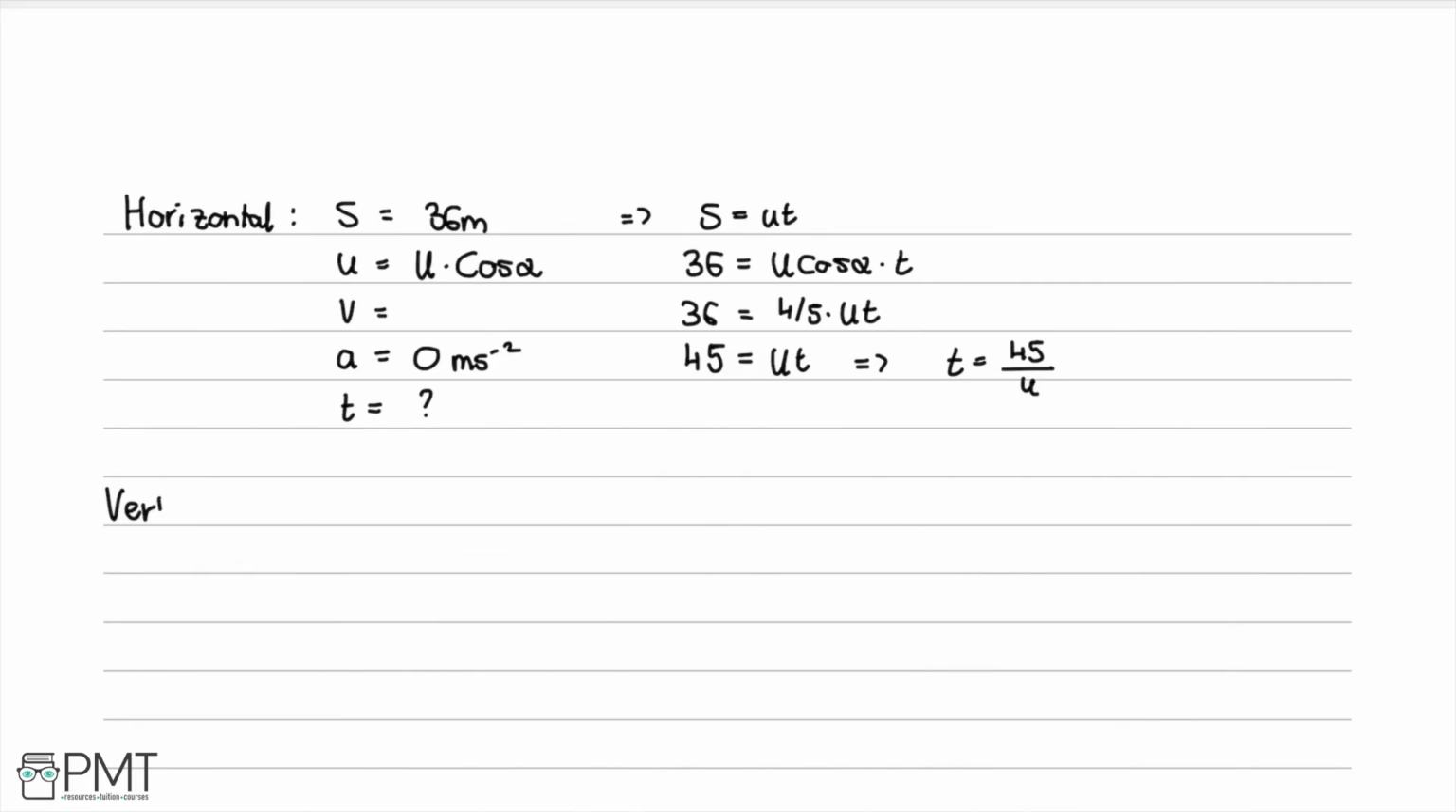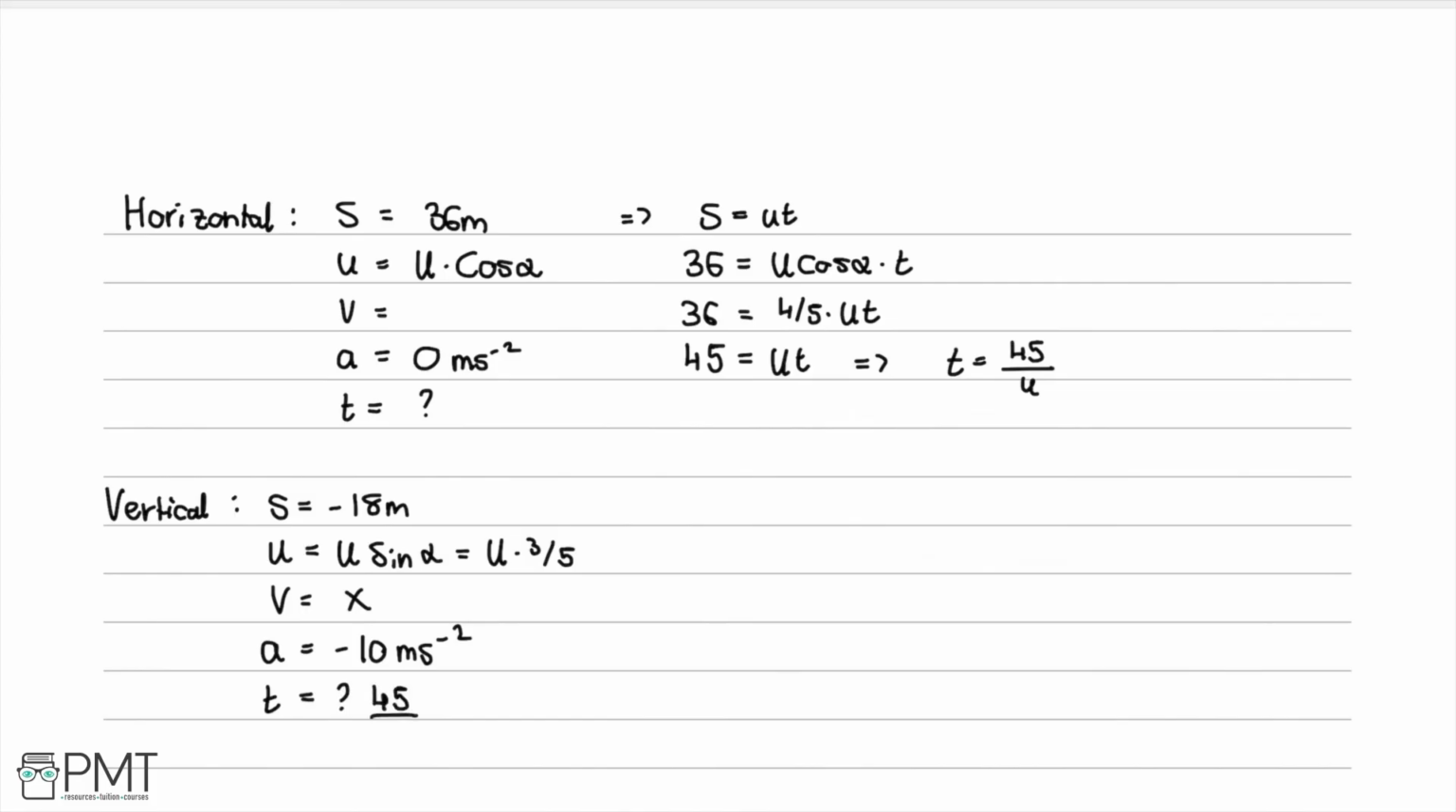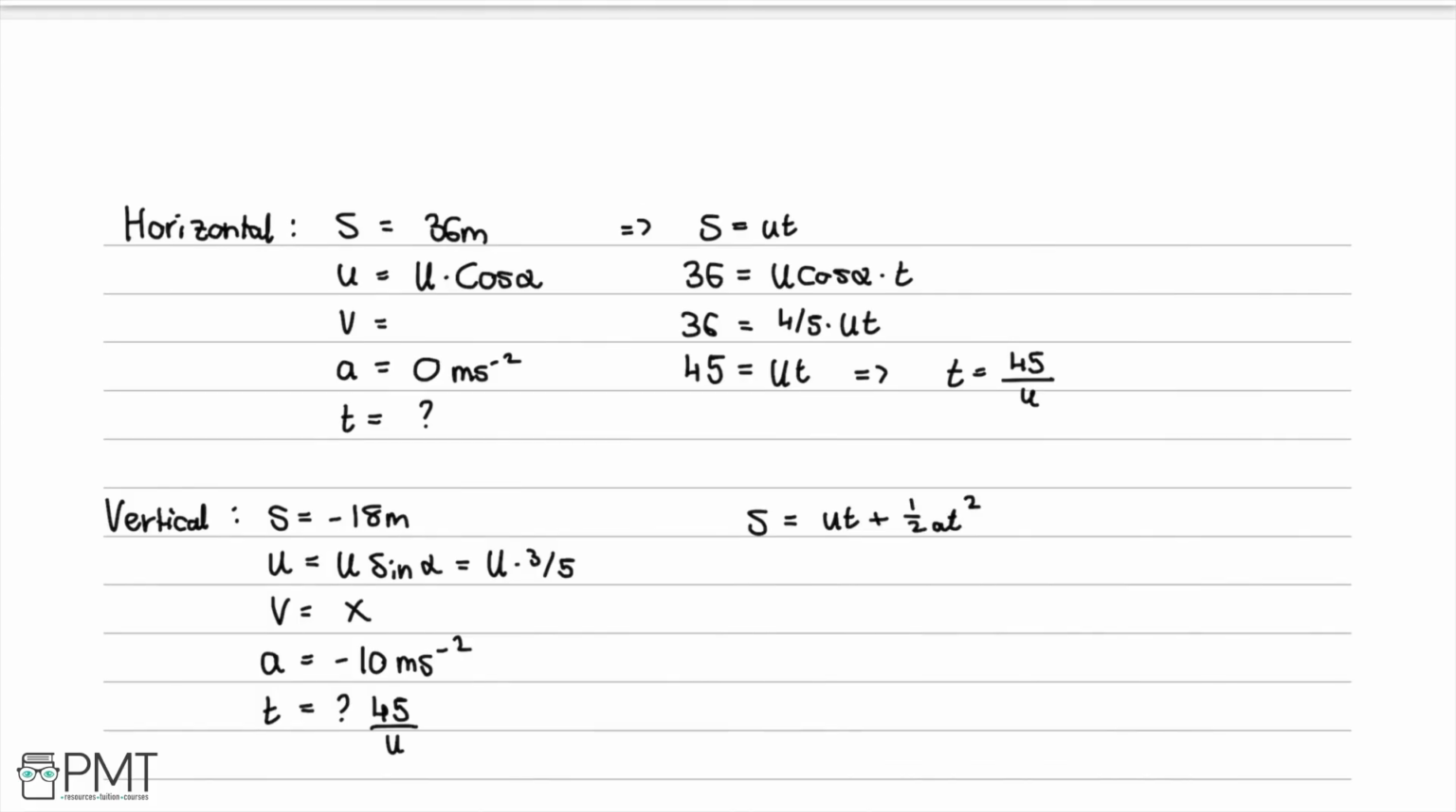And then taking a look at the vertical component, we'll write out our SUVAT again. This time we know that the displacement is going to be negative 18 meters. We're going to have that u is equal to u sin alpha, which is equal to u multiplied by 3 over 5. At this point, we don't know v, and then we know that the acceleration vertically is going to be negative 10 meters per second squared, and this is our value of g, and then we do not know the time either. But what we can say is that we have an expression for the time in terms of u, which we worked out here. So therefore, we're going to use the equation s is equal to ut plus a half at squared. So now we're going to substitute our values in.